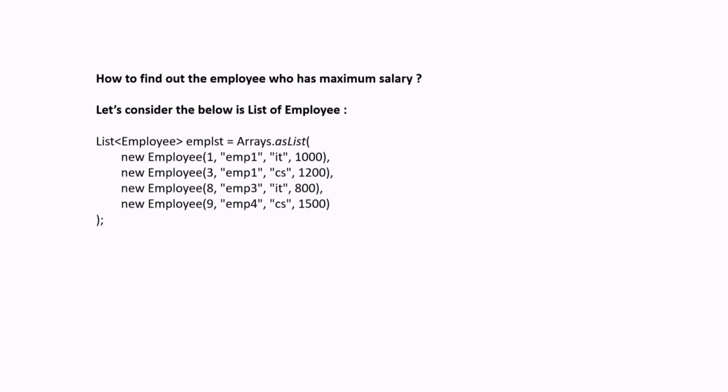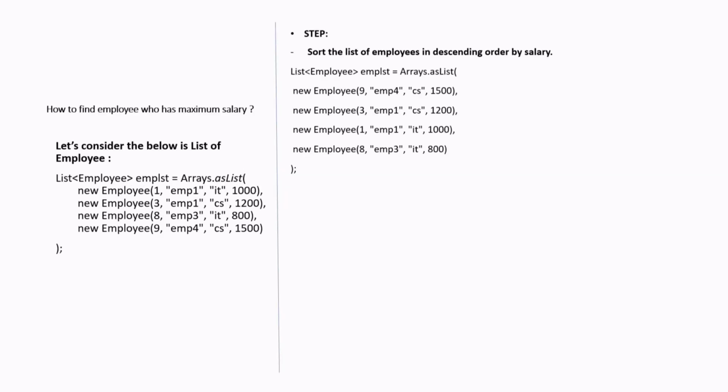Let's see step by step. Okay, first we need to sort the list of employees in descending order by salary. Once we apply sorting on the basis of salary, we get this result. Employee ID 9 comes first, because employee ID 9 has the maximum salary, and that is 1500.